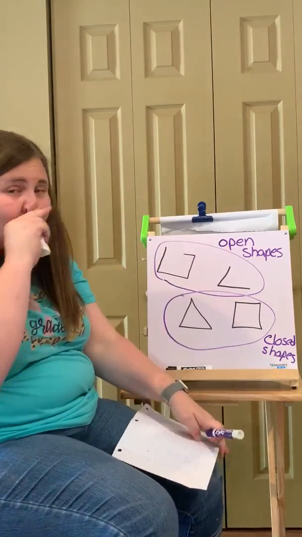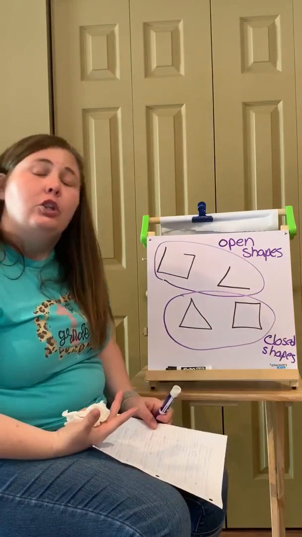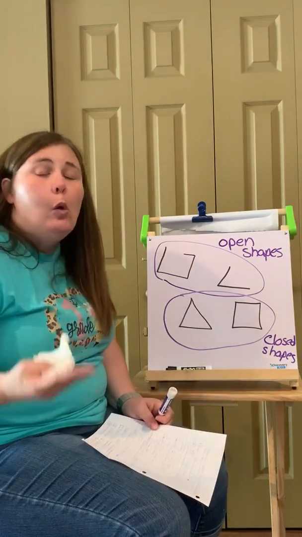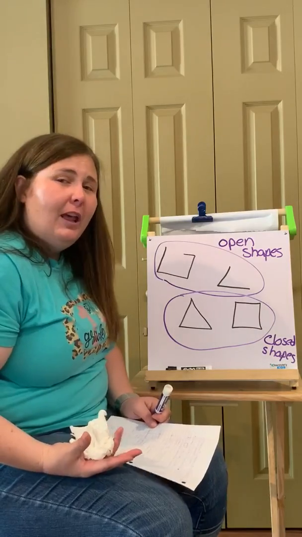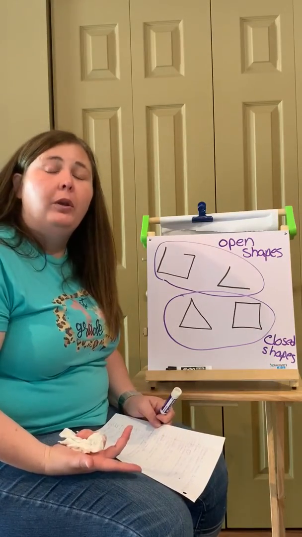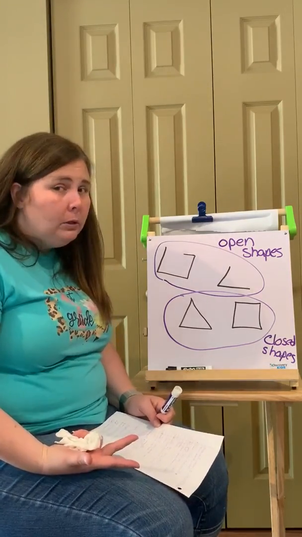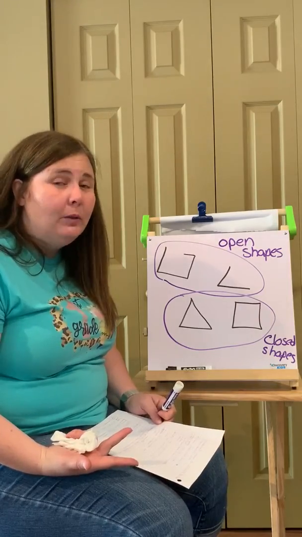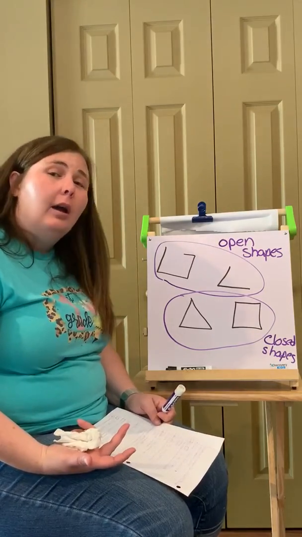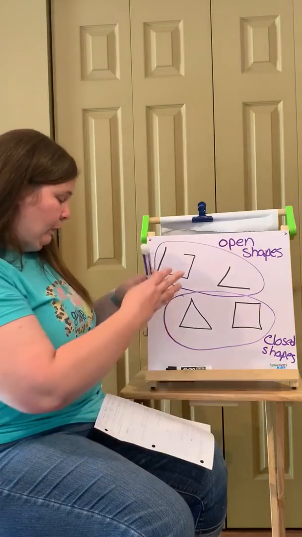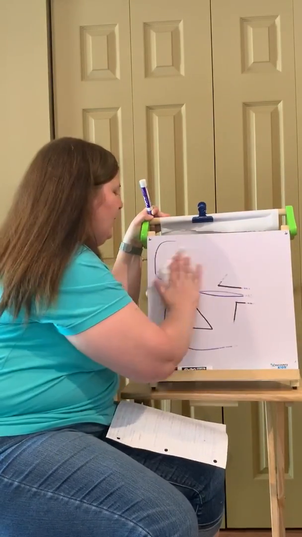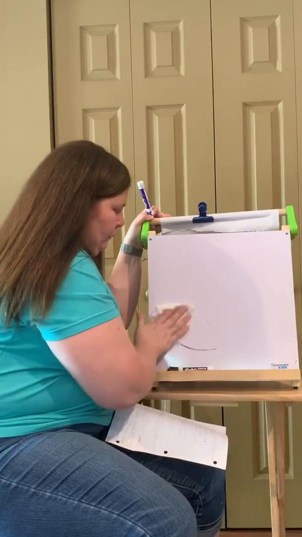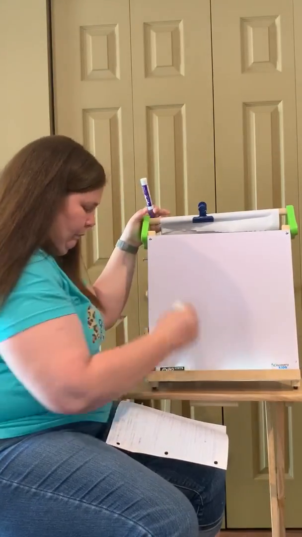So those are 2 important attributes to a shape. Is the shape open or is the shape closed? You can always figure that out by pretending it's a room. If you were in the middle, can you get out? If you can get out, it's open. If you cannot get out, it is closed. Okay? Let's talk about some other attributes that we might see in some shapes.